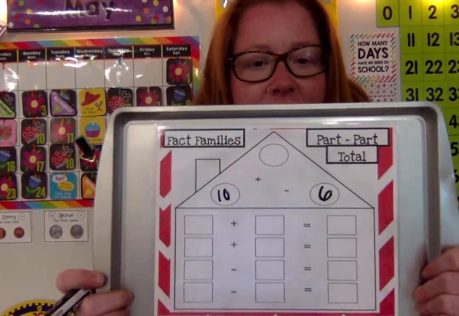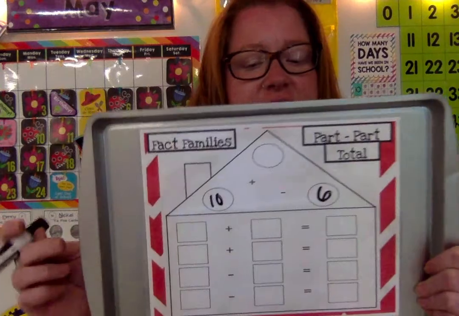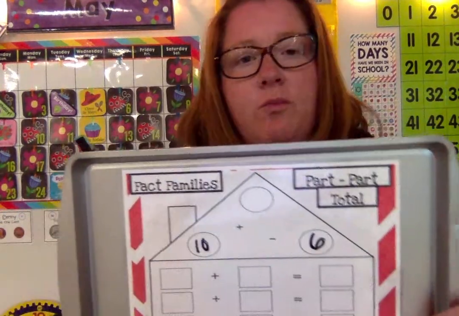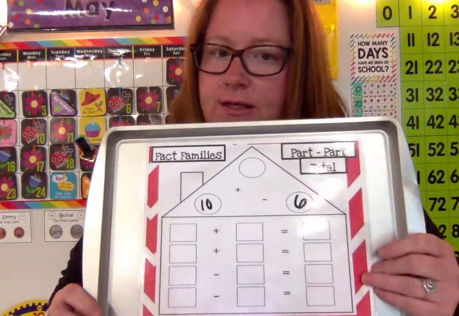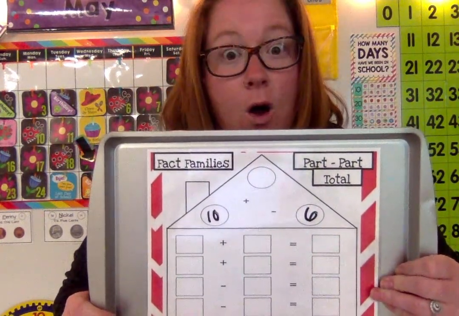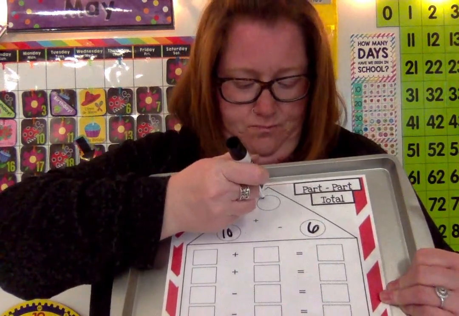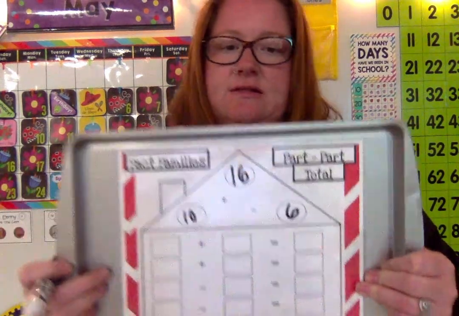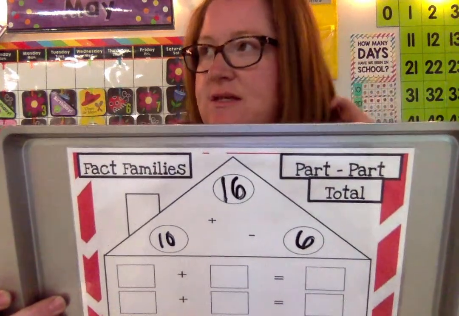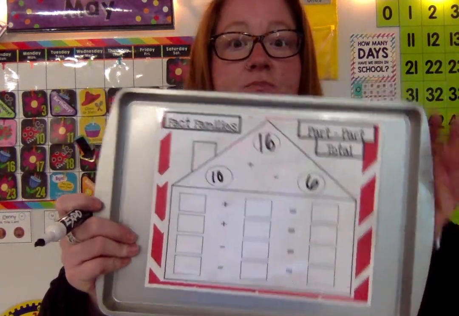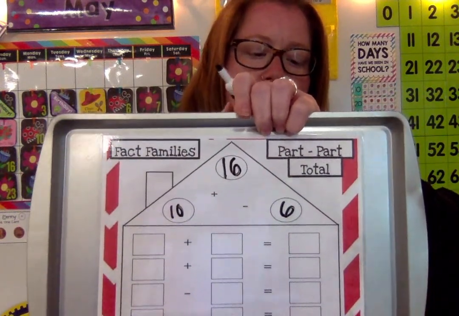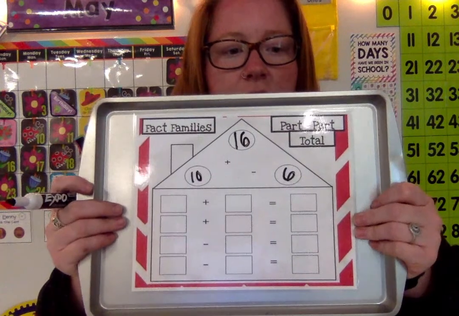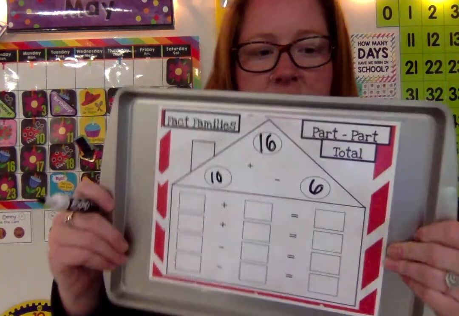We have a fact family. Okay, I've got 10 and 6. Well, one part is 10, one part is 6. What would our total be? 10 and 6, we know that. 10 and 6 is 16. Think about those parts and their total. How could we make that into a fact family? Give you a little bit of time.